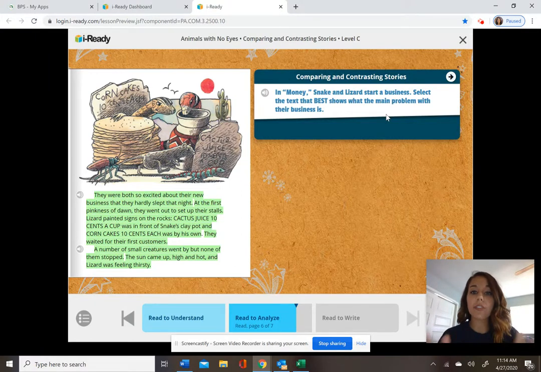In this section, money, Snake and Lizard are starting a business. What shows the problem of their business? Is it that they're excited? Is that a problem? At the pinkness of dawn, they went out to set up their stalls. Doesn't seem like a problem. He paints a sign that tells people the price. Is that a problem? They wait for their customers. Is that a problem? A number of creatures, meaning a lot of people, went by, but nobody stopped.